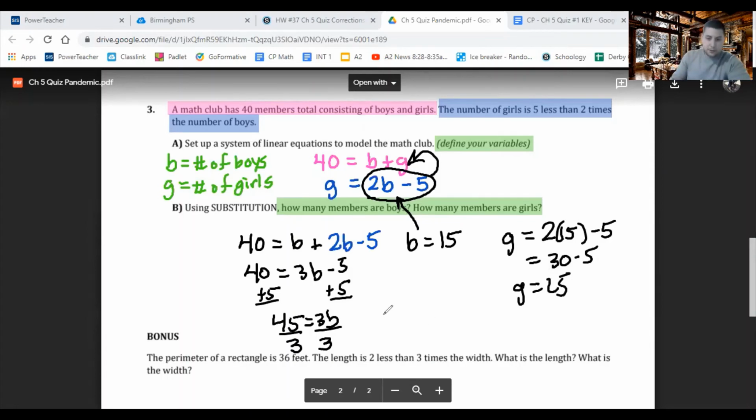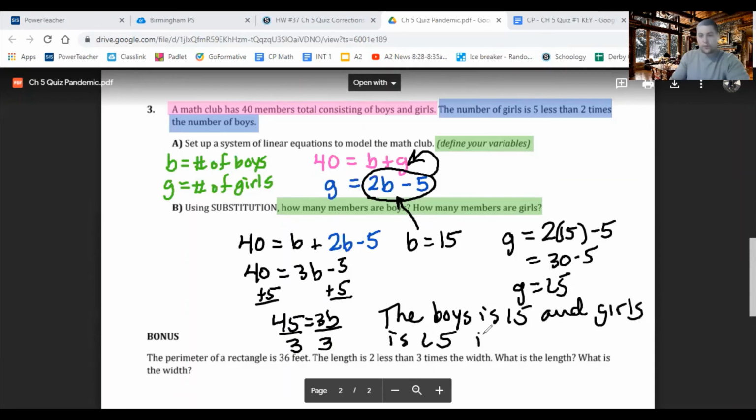So our answer statement would be the boys is 15 and girls 25 in total. Very good. And we could check our solution if you have time to go back and do so by plugging in 15 for B and 25 for G in both equations.